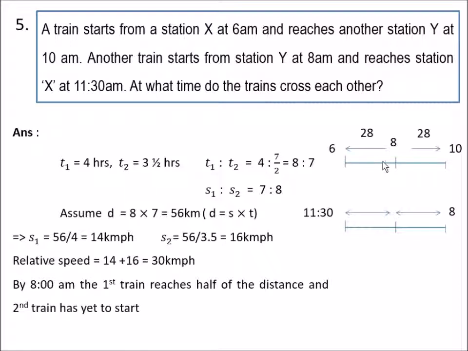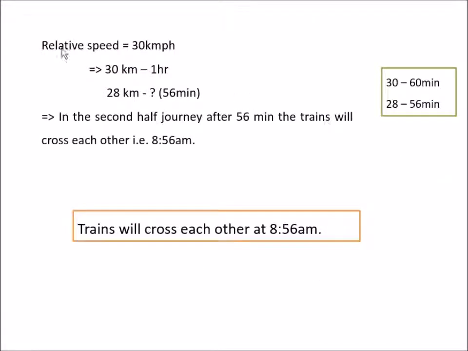In case 1, the total time taken by the train is 4 hours. So after 2 hours it will travel half of the journey. That is, by 8 am the first train reaches half of the distance and the second train has to start. Both trains will cross each other in the second half of the journey of the first train. That is, the relative speed is equal to 30 kilometers per hour.